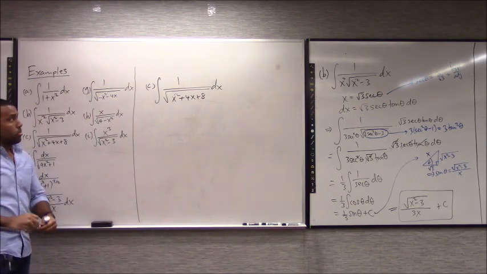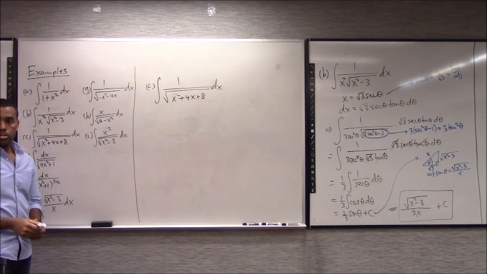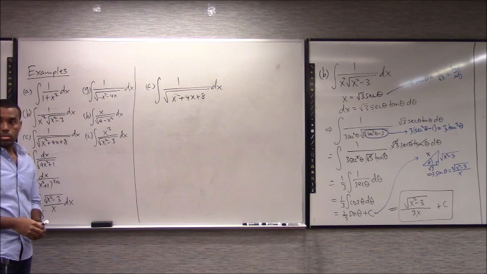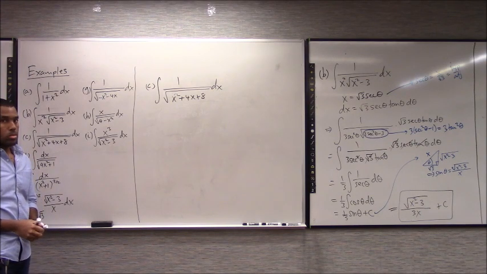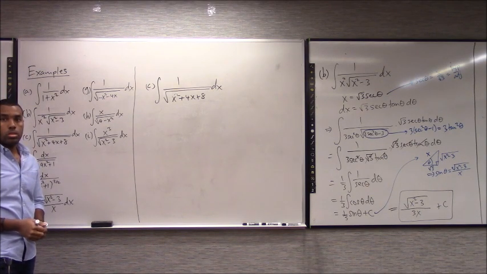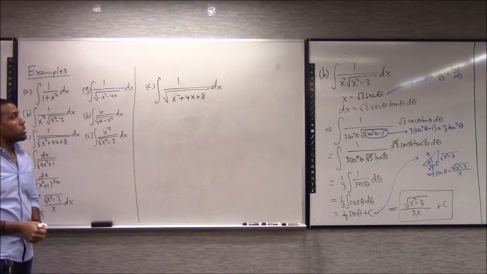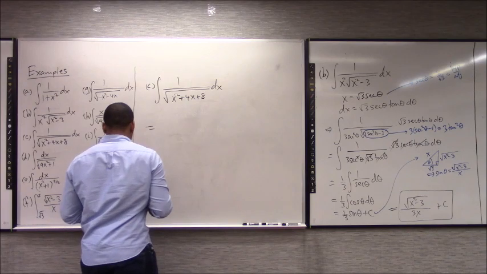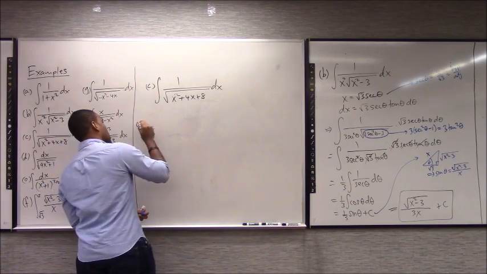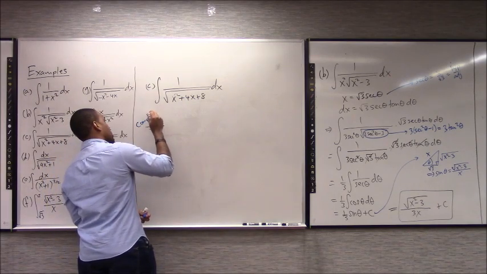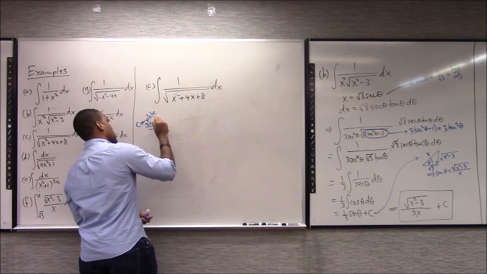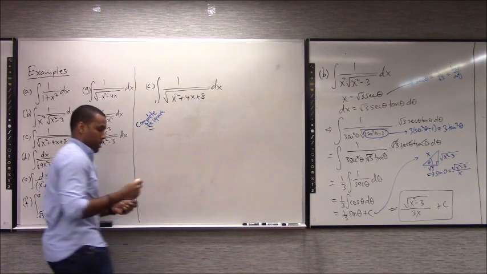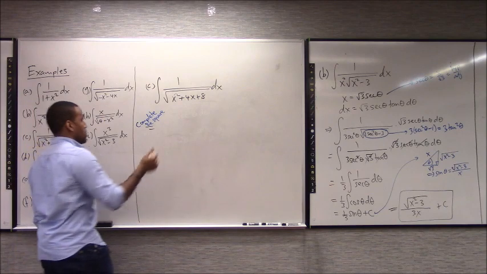What did you do for this one? Convert it to x plus 2 squared plus 4. Right, complete the square. I do expect you to know how to do that. That's something from algebra class.